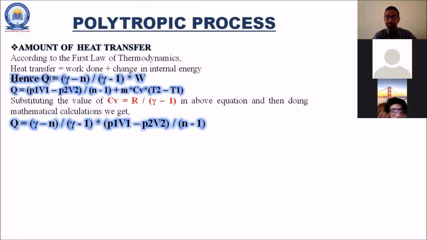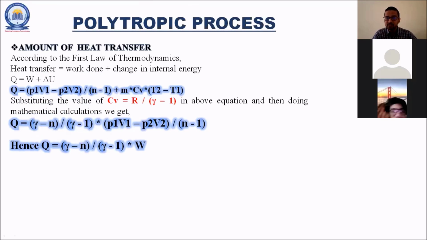Now friends, we already know that this term (P1V1 minus P2V2) upon (n minus 1) is nothing but equal to W. So I can write Q is equal to (gamma minus n) upon (gamma minus 1) into W. Okay, I hope the steps are clear to you.